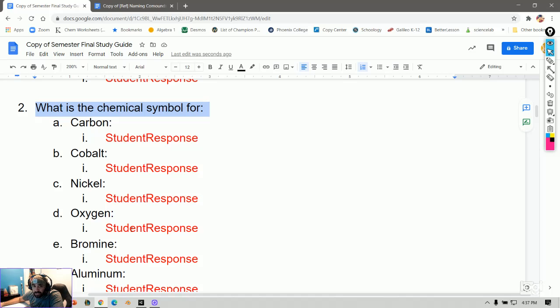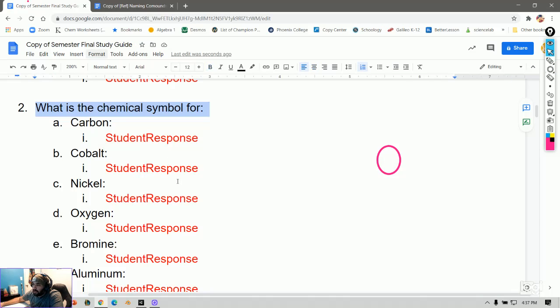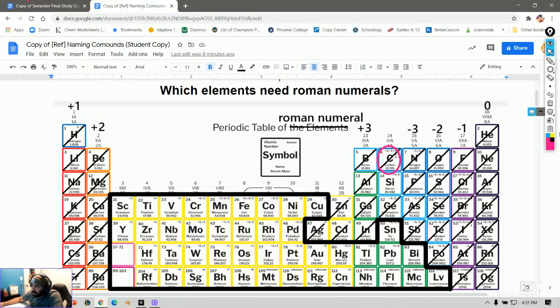What is the chemical symbol? This is going to be on the test too. Well, you find it's right here on the table. Carbon is right here. The chemical symbol is C. So here for an answer for carbon, you double click and just put C. Okay? What's the chemical symbol? Let's pick a random one. Nickel. Well, nickel is right here.